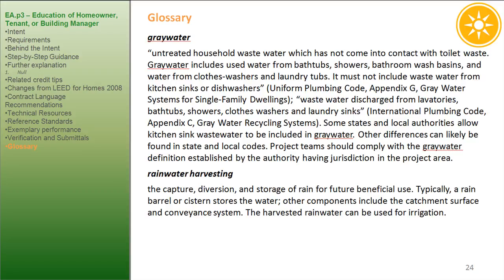Rainwater harvesting. The capture, diversion, and storage of rain for future beneficial use. Typically, a rain barrel or cistern stores the water. Other components include the catchment surface and conveyance system. The harvested rainwater can be used for irrigation.